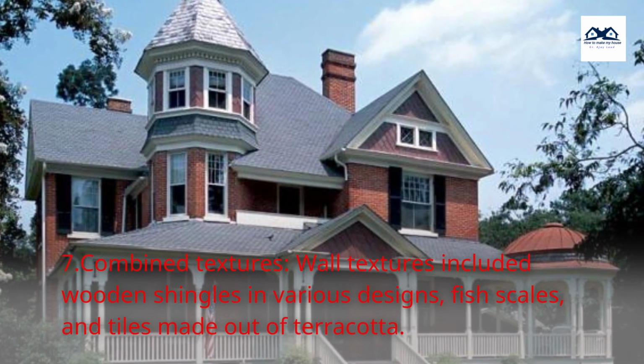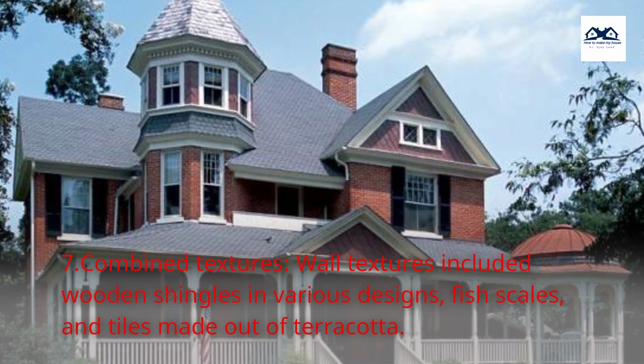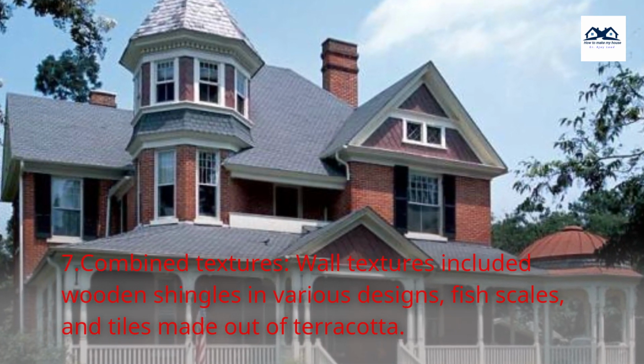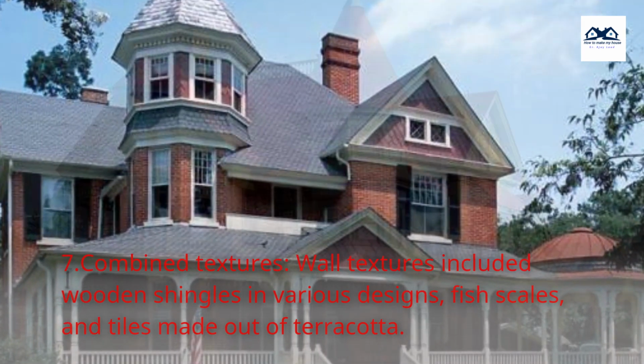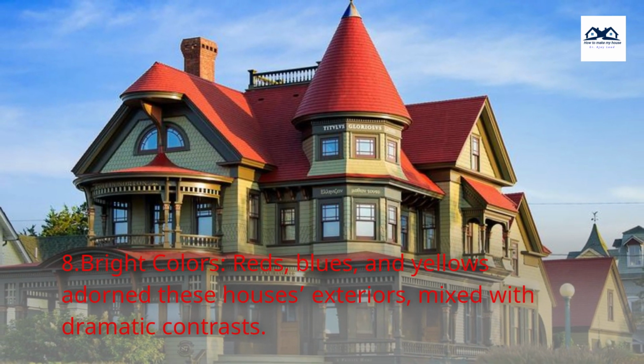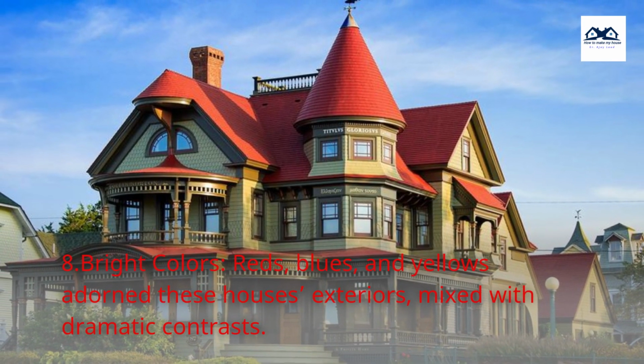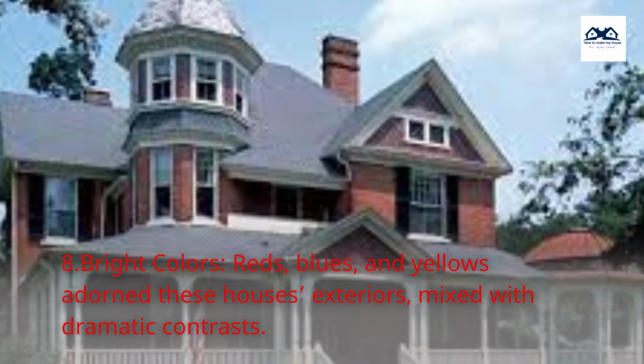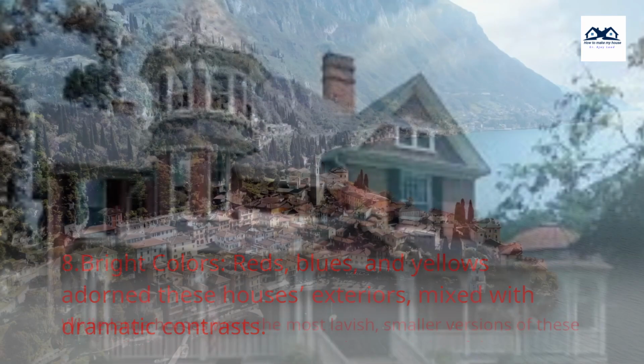7. Combined textures. Wall textures included wooden shingles in various designs, fish scales, and tiles made out of terracotta. 8. Bright colors. Reds, blues, and yellows adorned these houses' exteriors, mixed with dramatic contrasts.